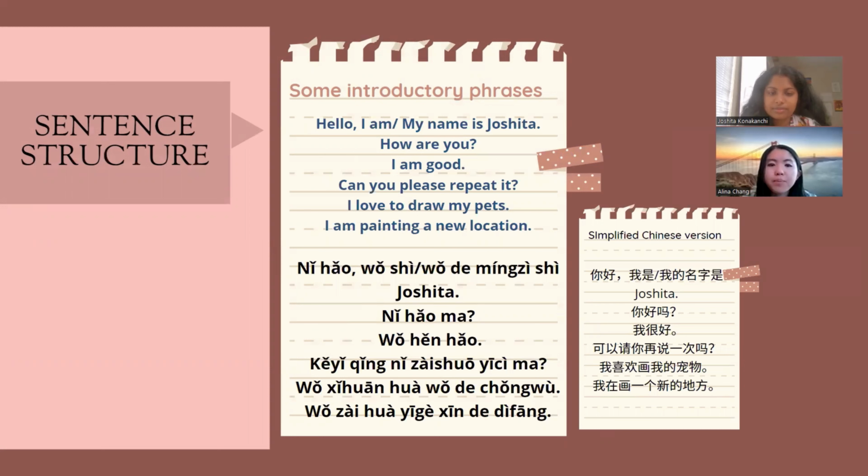And it means me. So 喜欢 is like or love. 画 is like draw. So I like to draw. 我的 is like my, and then 宠物 is pet. 宠物. So yeah, any questions?